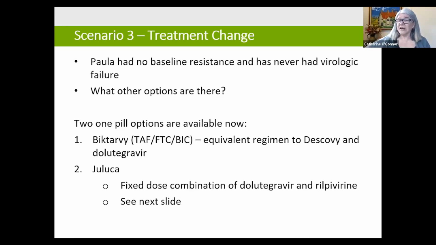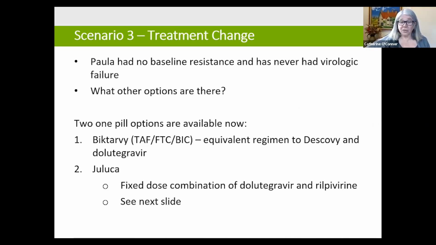So Paula didn't have any baseline resistance and never had virological failure. So there are some other options for Paula. The two other options, as I see them, are Biktarvy, which is equivalent to a regime of Descovy and dolutegravir, and that has the advantage that it's one drug, and it's consequently usually cheaper for the patients. However, in New South Wales, this isn't such an issue.